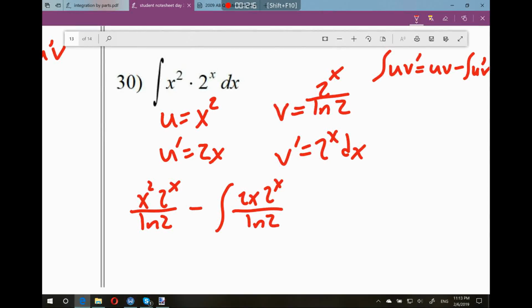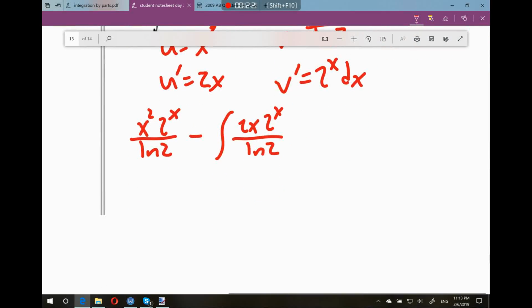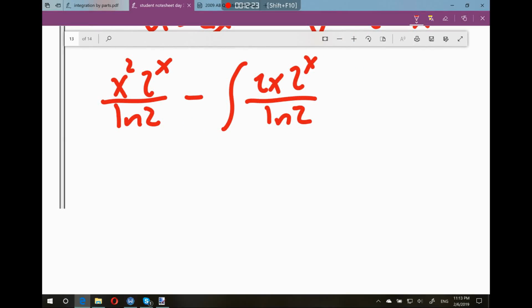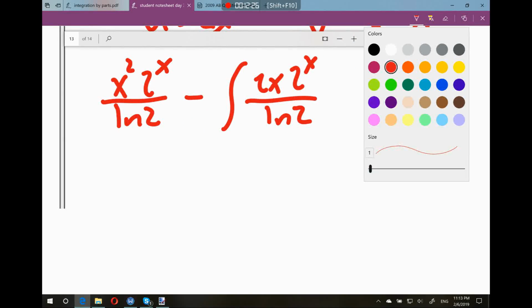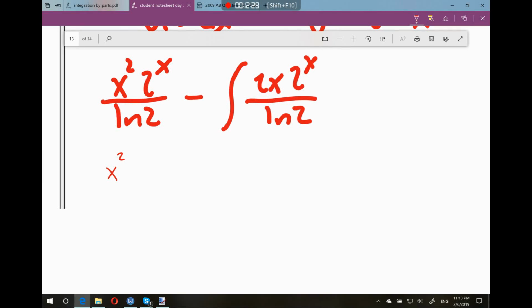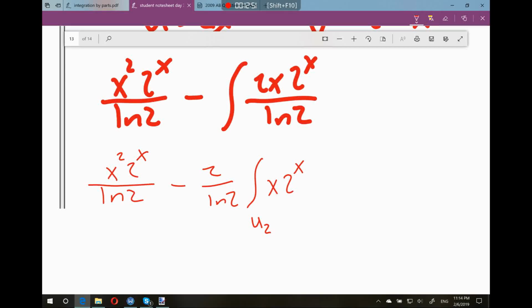So I'm going to pull out our constant. Our constant is 2 over ln 2. And that will leave us with a new form we need to deal with. So this is x squared 2 to the x over ln 2 minus 2 over ln 2 times the integral of x times 2 to the x. Okay, for our new integral, we still have 2 parts. Which part do you think we need to derive? The 2 to the x.